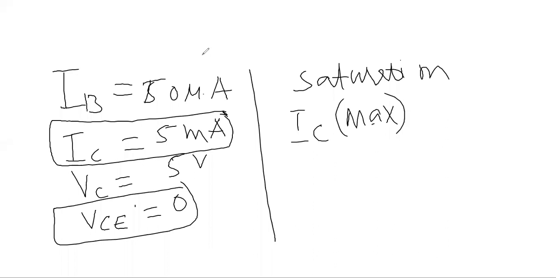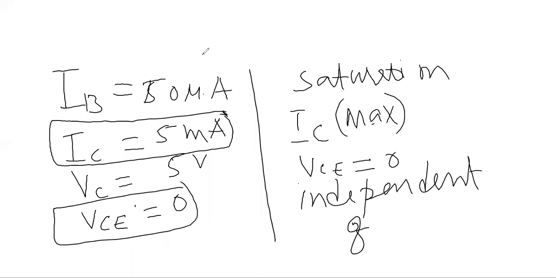So in the saturation region, the current IC is maximum, and the output voltage VCE is equal to 0. And it is independent of IB, the base current. Even if you change IB, it will not affect the current at the collector. Such a situation is known as saturation. In saturation, the transistor is on. It works as an on switch.